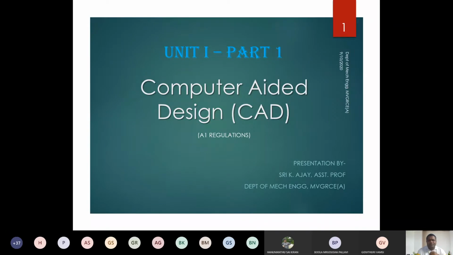Fine. So this is part one of unit one. After completion of this, there is a second part also; I divided unit one into two parts. Once we complete all the topics within the first part, then we can go to the second part.